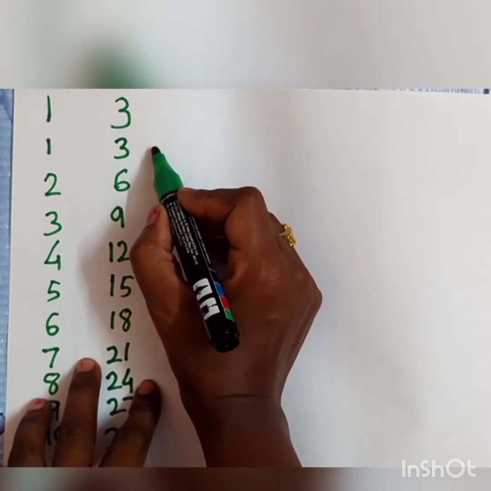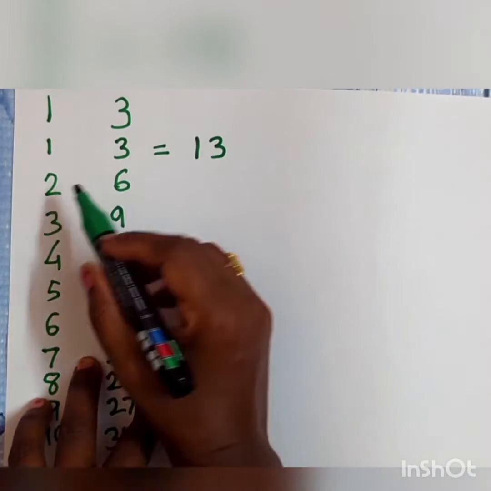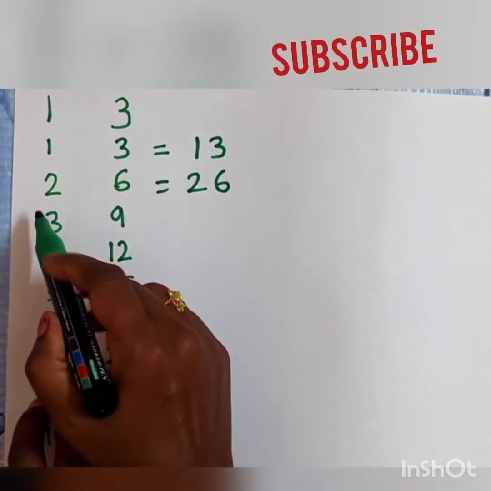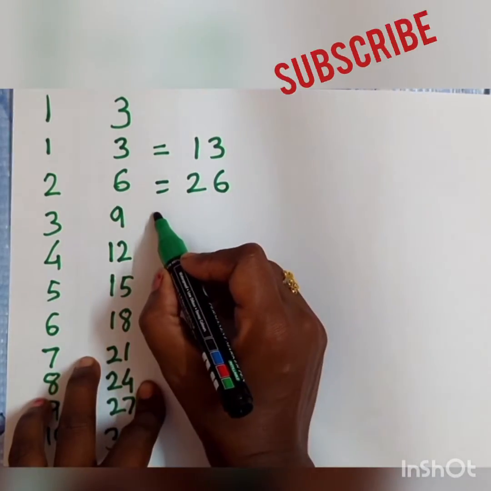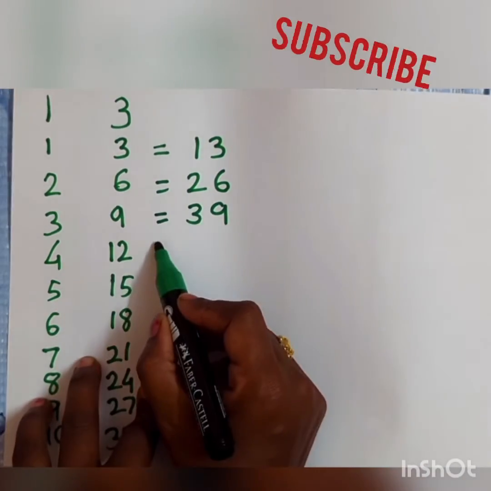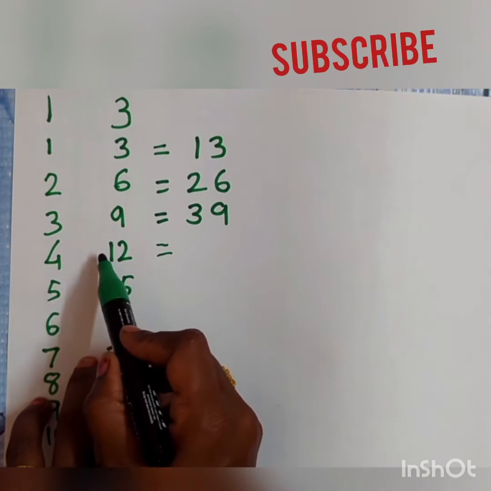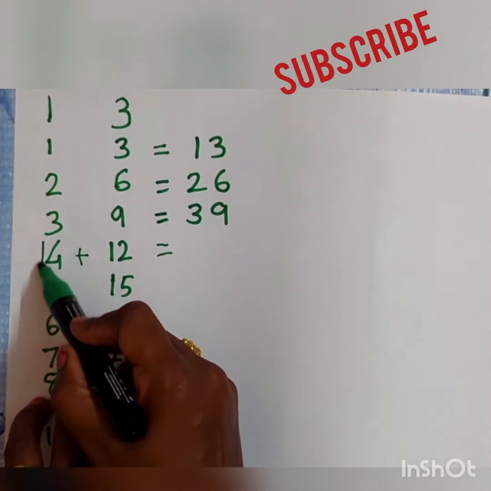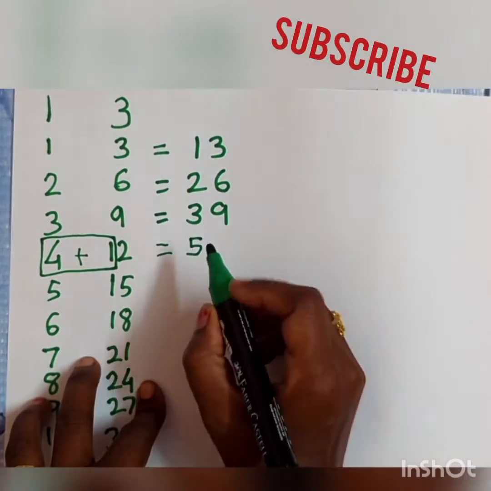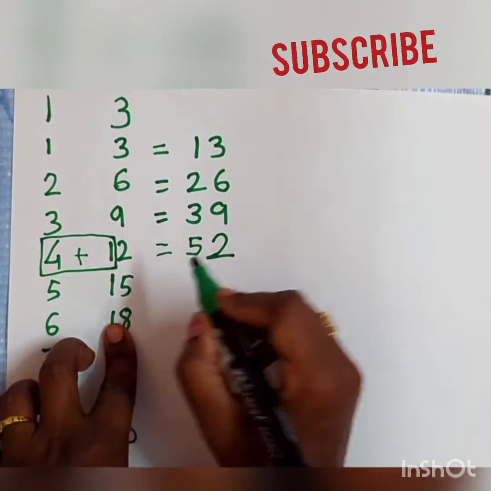So 13 times 1 is 13. We'll write the table as it is. Then 13 times 2 is 26. Until the digits are single, you can write in the same way. So 13 threes are 39. Concentrate here. The trick actually begins here. For this, we'll add 4 plus 1. 4 plus 1 is 5. Then the units place, whatever it is, we need to write the same thing, 52.